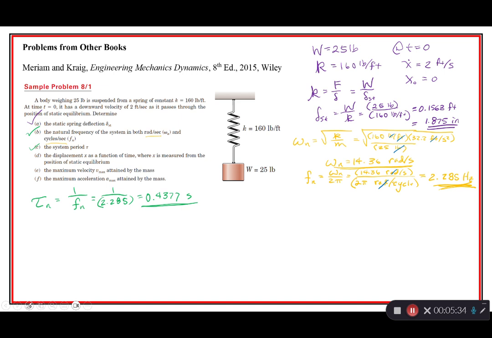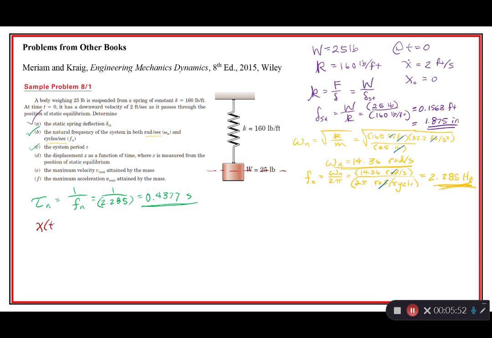Now they want an equation here. We want the displacement x as a function of time, where x is measured from the position of static equilibrium, so maybe here's where we're measuring it from. I'm not going to derive this. We already have done it.